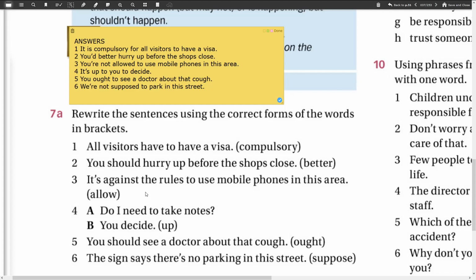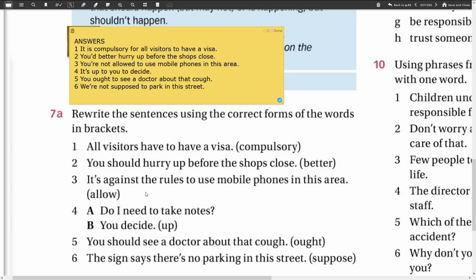Number 2, you should hurry up before the shops close. Number 2, you'd better hurry up before the shops close. You had better. Again, had better is stronger than should and implies that it's very important for you to get to the shops or that the shops are about to close very soon. You should hurry up is not as strong.